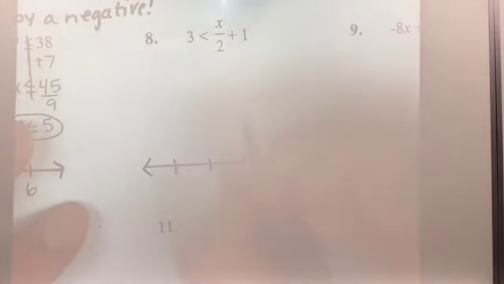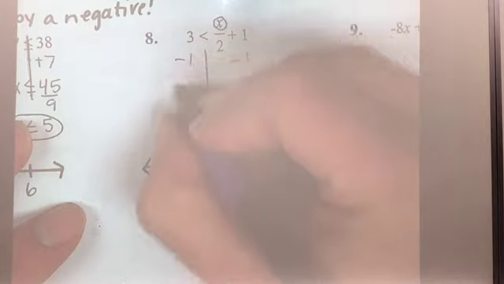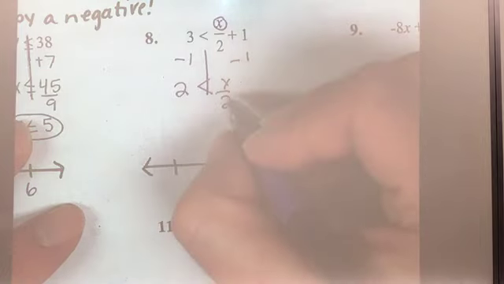Number 8. Draw your line. Find your variable. Go after the single one. Minus 1 from both sides. So I have 2 is less than x over 2. Right now I'm dividing by 2, so I'm going to multiply both sides by 2.